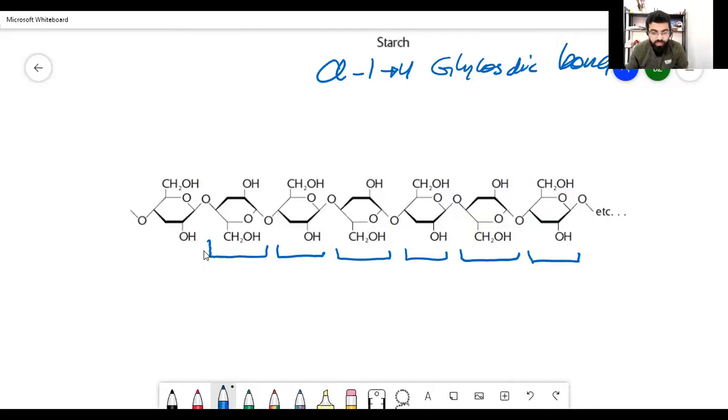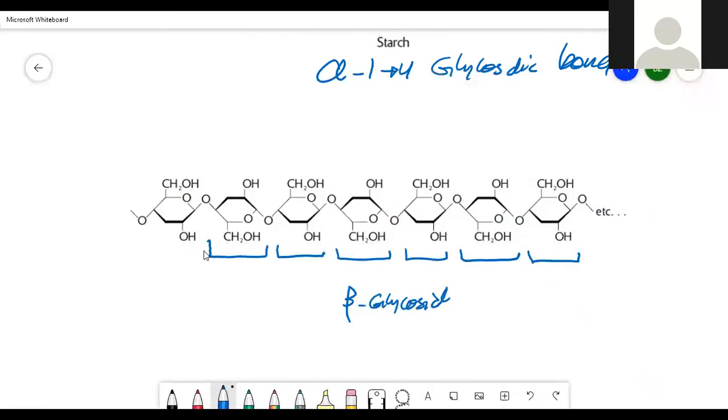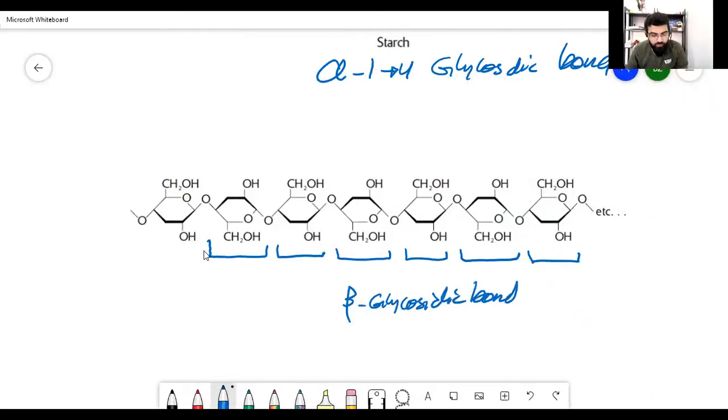So this is what? Beta or alpha glycosidic bond? Beta glycosidic bond. Also, it's 1 to 4. I forgot to write 1 to 4, because it's between carbon number 1 and carbon number 4.